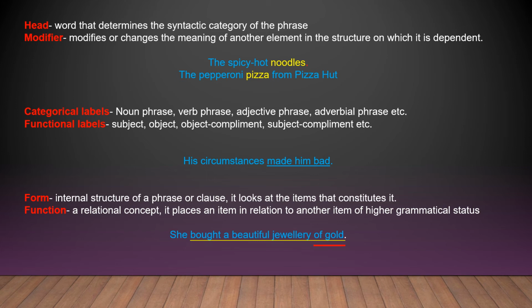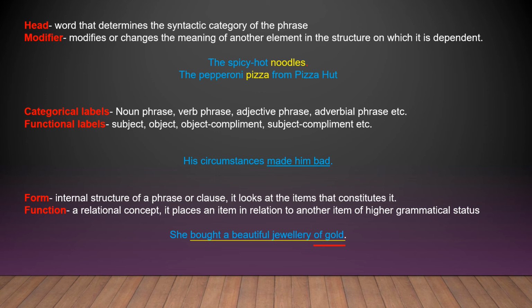Okay. A modifier is basically one that is dependent on the head for its complete meaning, and it tells you or changes the meaning of the head. Now we have these terms: categorical label, functional label, and then form and function. These two are somewhat similar. Categorical label can be equated with form, and functional label can be equated with function.